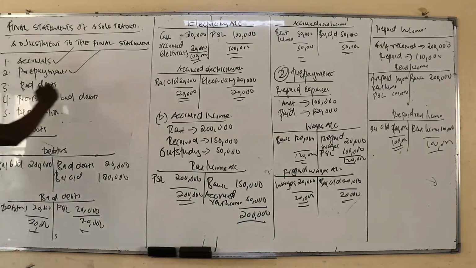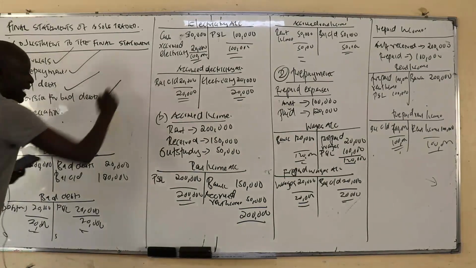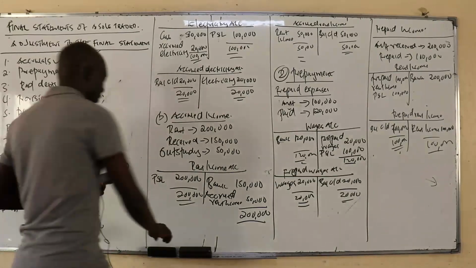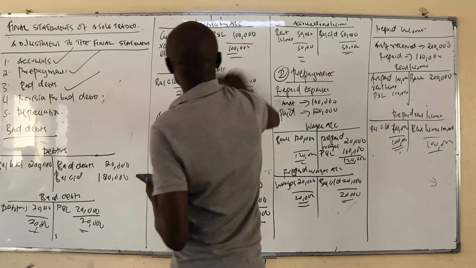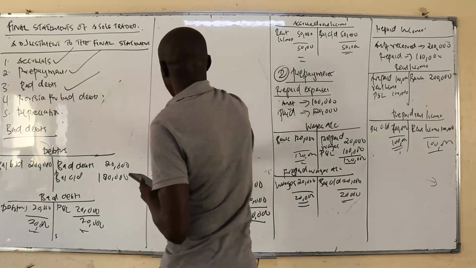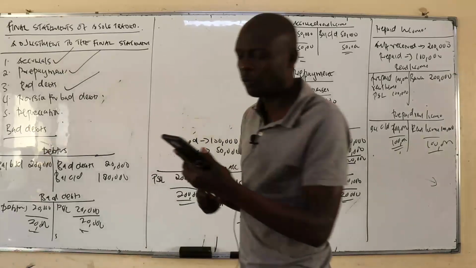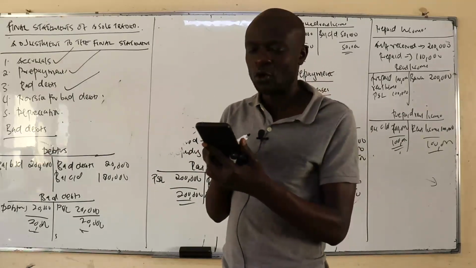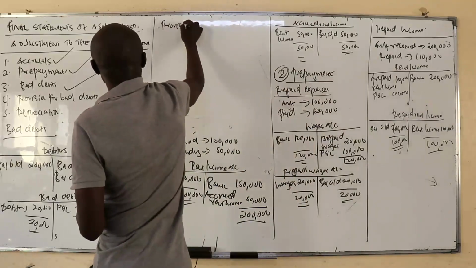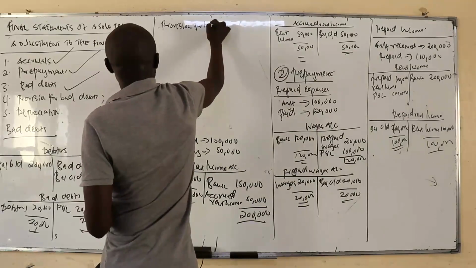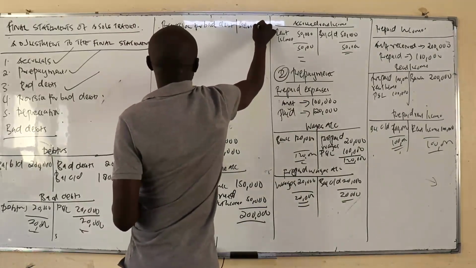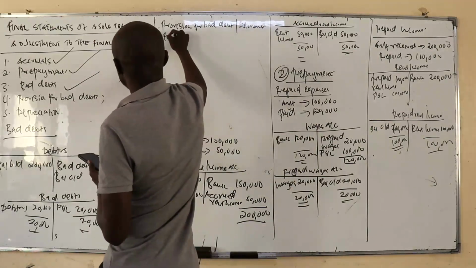So we are through here with bad debts. We go to provision for bad debts, or allowance for doubtful debts.